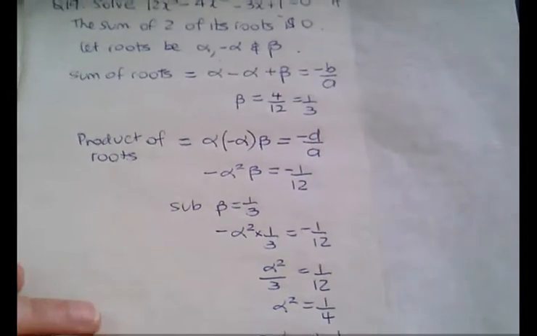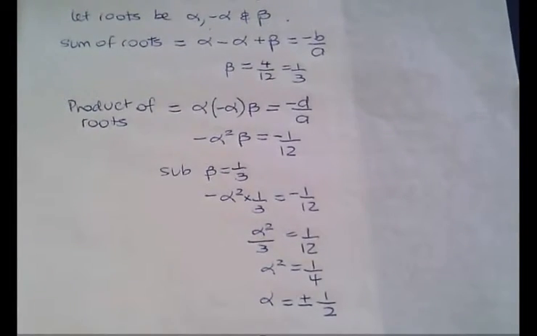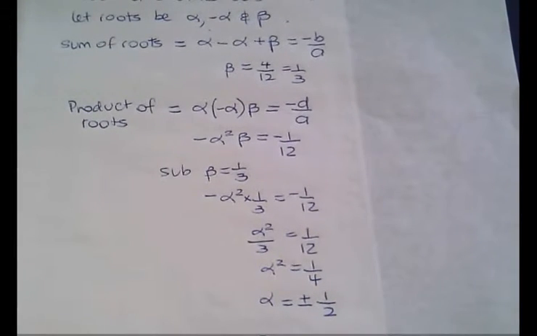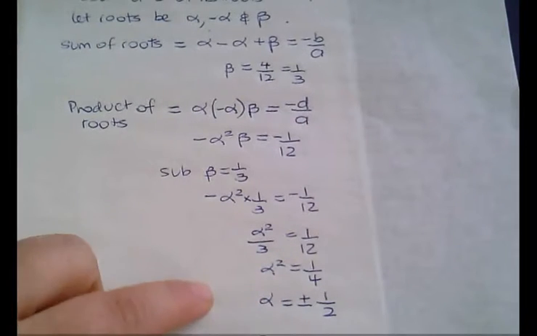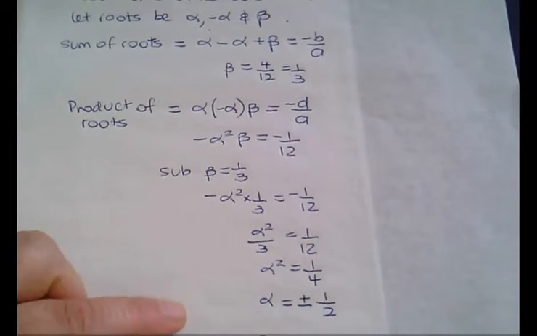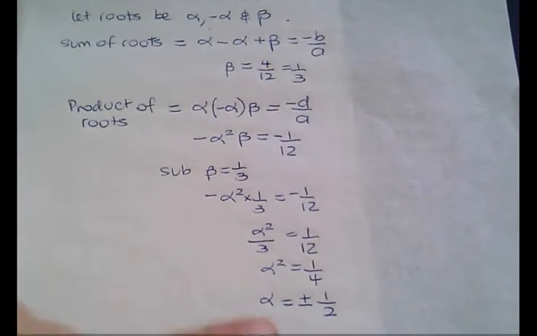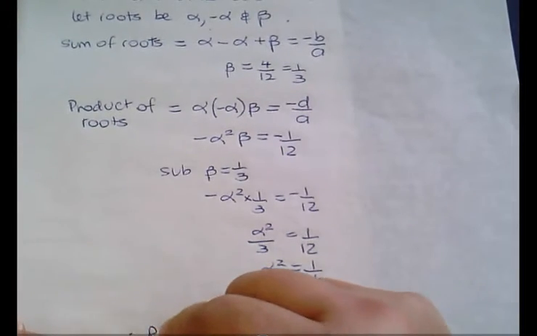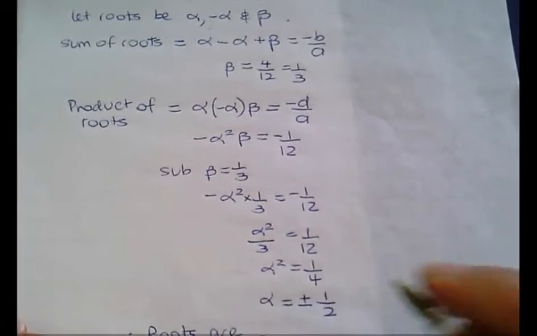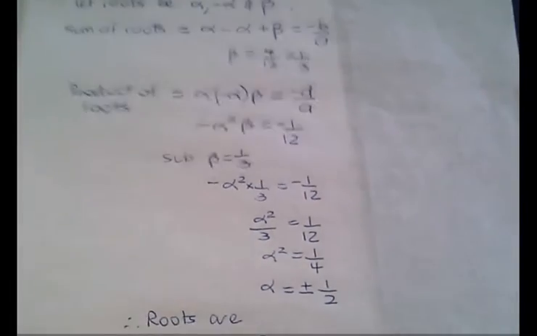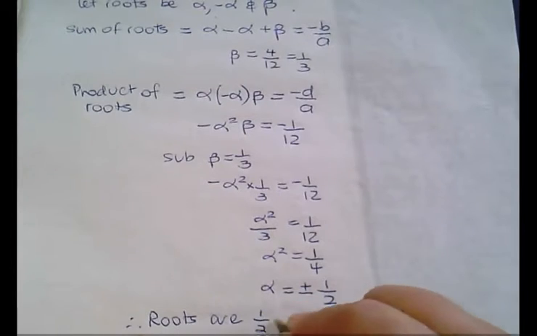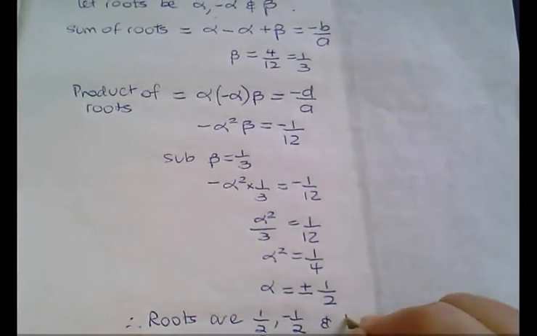Now you know how we've got alpha and minus alpha? Alpha is a half. Negative alpha is negative a half. So there's your two, that's your alpha and minus alpha there. See, if alpha is a half, then negative alpha is negative half. If alpha is negative a half, then negative alpha is a half. So that gives you your alpha and your negative alpha. So therefore the roots of your equation are a half, negative a half, and a third.